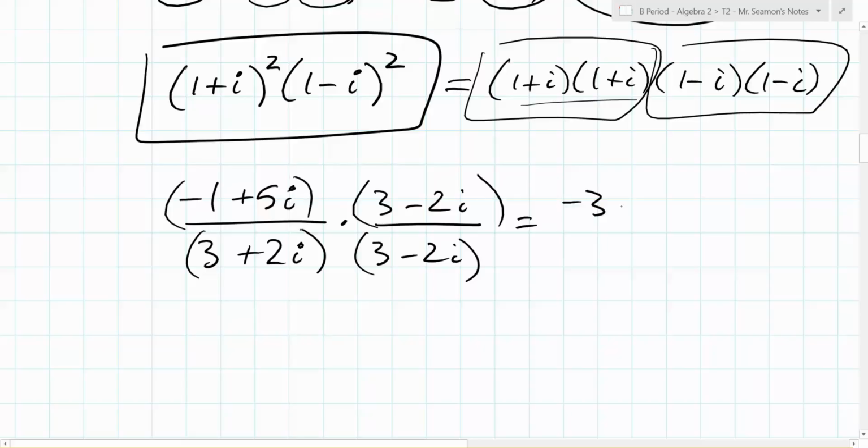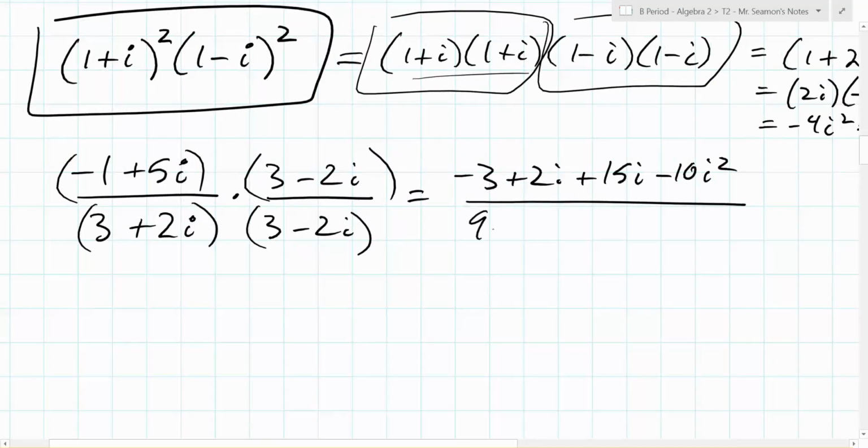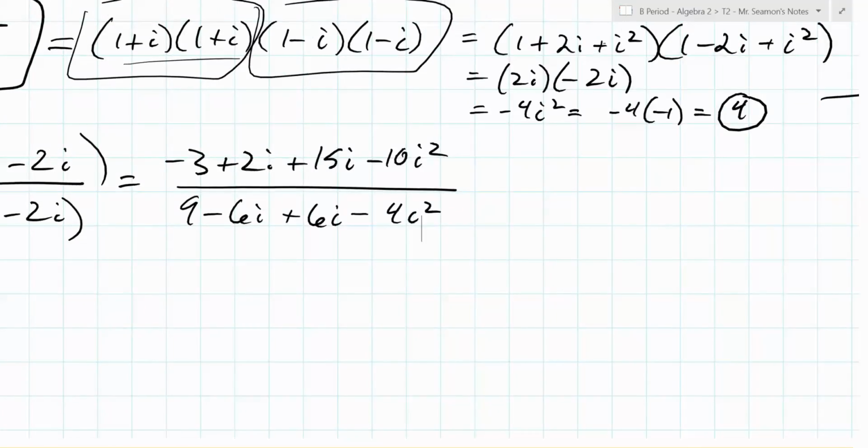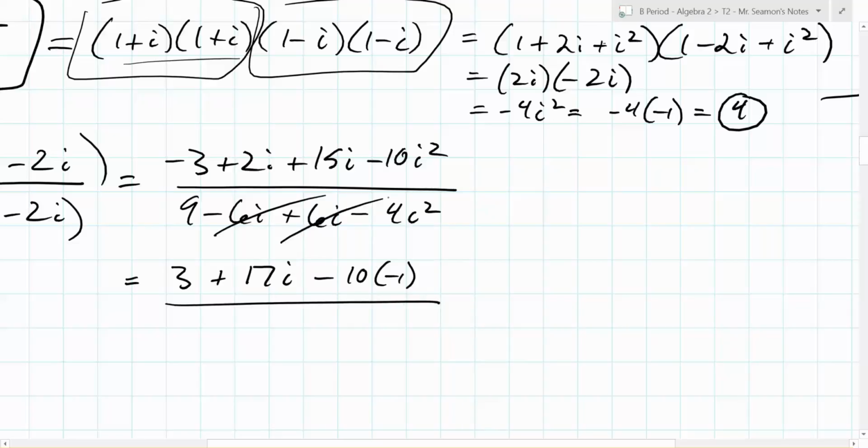What does the top become? Negative 3 plus 2i plus 15i minus 10i squared, all over 9 minus 6i plus 6i minus 4i squared. What is i squared? So you have 3 plus 17i minus 10 times negative 1, over, look, those cancel, right? 9 minus 4 times negative 1, so 4 plus 4. Exactly.